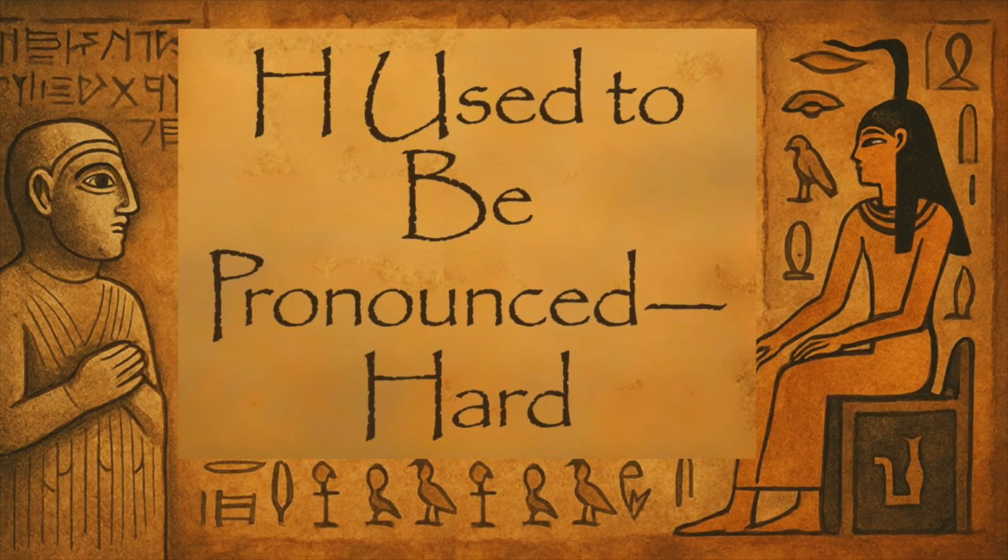H used to be pronounced hard. H has lost most of its sound in modern English, but in ancient languages, it was breathy and forceful. In some dialects, it's still completely silent. It's the ghost of a once pronounced sound.